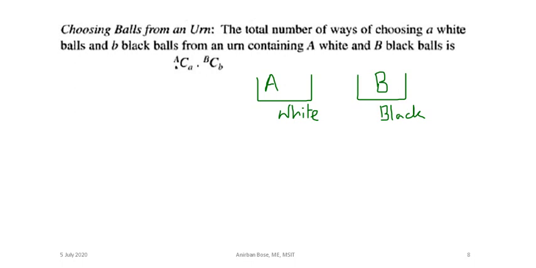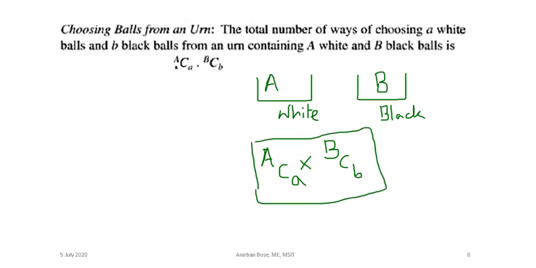Okay, so since there are capital A number of white balls, how many ways can we choose small a out of this capital A number of white balls? Definitely capital A is the total number of white balls, C small a, the number of white balls we can choose. And for that case, how many ways can we choose small b out of the total capital B number of black balls, and we want only small b. So this is the number of ways we can choose small a white balls and small b black balls from the given two urns.